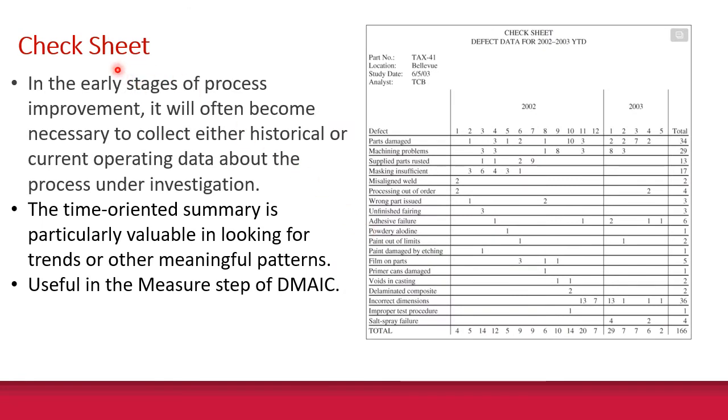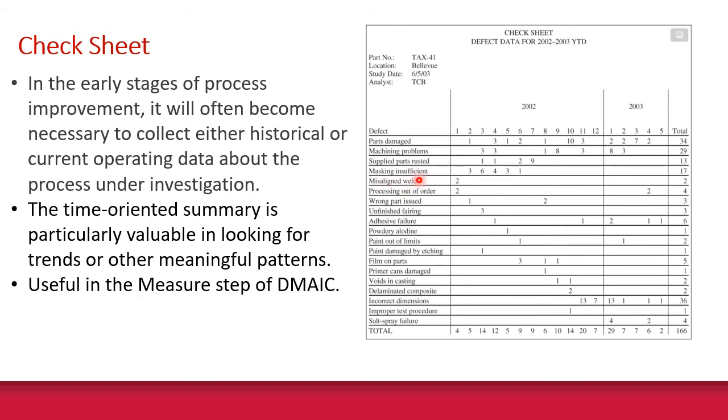Another useful diagnosis tool is what's known as the check sheet. Especially in the early stages of process improvement, it often becomes necessary to collect either historical or current operating data about the process under investigation. So here, basically, this is 1 through 12 months for the years 2002 and 2003. For January here, you list off what possible defects occurred.